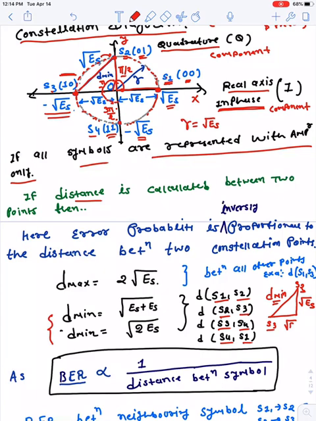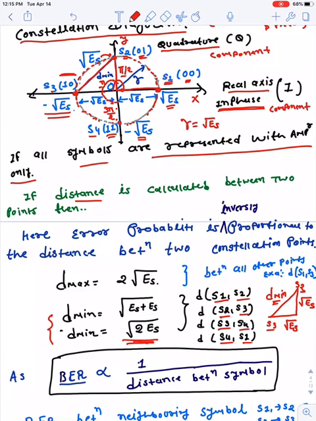This distance is also square root Es. So if you apply the trigonometric, d minimum square is the square of square root Es plus the square of square root Es. So the square and square root cancel out, so it becomes Es plus Es, 2Es, and if you take the square root, then d minimum is square root 2Es. So that is represented here.